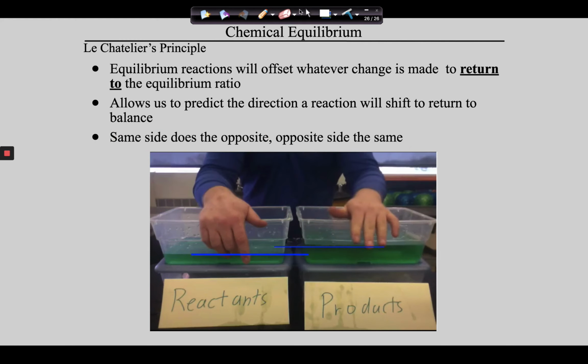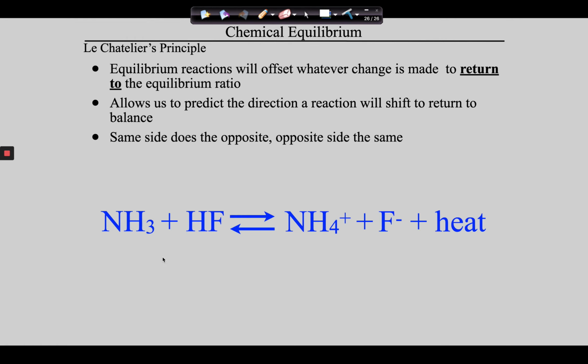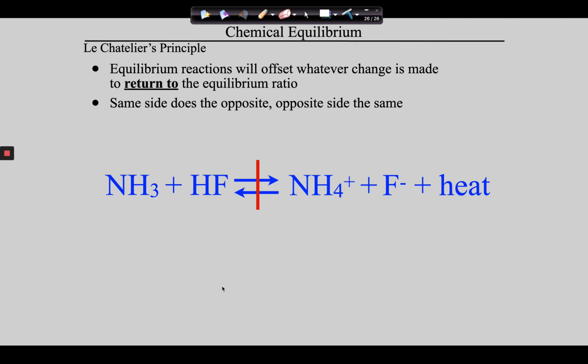Now guys, understand that doesn't only work for water in bins, it also works for reactions. When we say same side does the opposite, opposite side does the same, we mean same and opposite side of the yields arrow. So let's take a look at this and see what we're talking about. Imagine that we've got this reaction, and the change that we're going to make is we increase the amount of HF. So HF goes up.